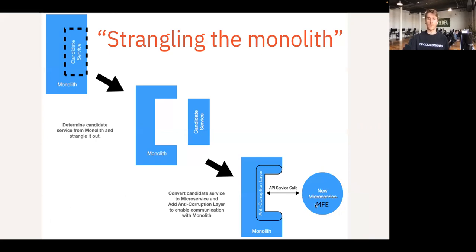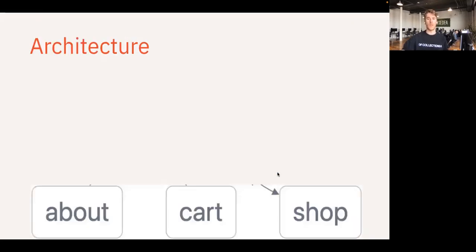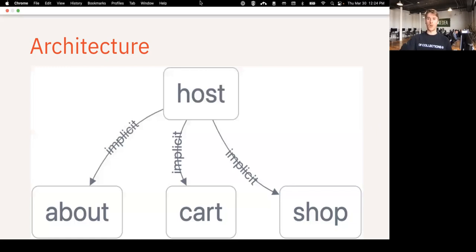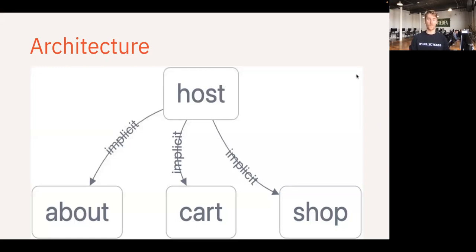So you've built out a few MFEs, you've separated them from your monolith, and you have 3 different applications that you've identified and been able to extract from the existing structure. Your about application, your cart application, and the shop application. And these are independent from each other. There's no lines between the two, but as you can see, there's something hidden behind here, and that is something called the host.